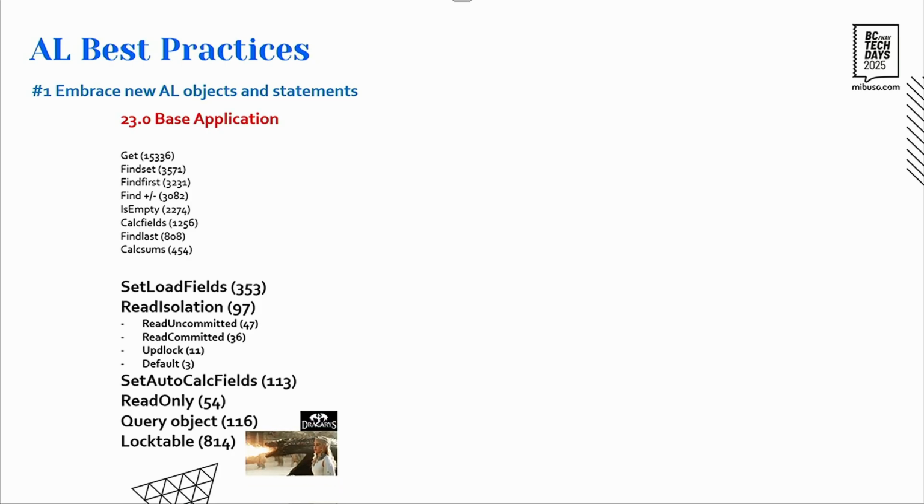So what I did, actually, I just took the base application, and then I analyzed how many of each statement. This one is not interesting to me. The ones that you see at the bottom are interesting. In version 23, there have been this number of SetLoadFields, ReadIsolation, SetAutoCalcFields, the ReadOnly that is using the replica query object, and those are the LockTable. LockTable, dracarys. So you have to cut one finger if you want to use a LockTable, or if you want to develop and add the LockTable, okay?